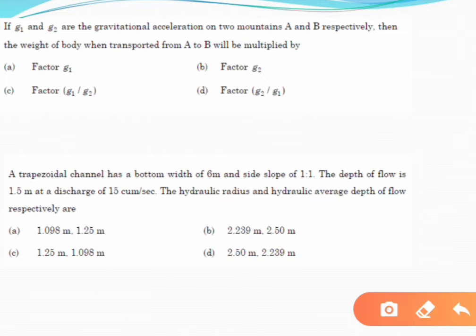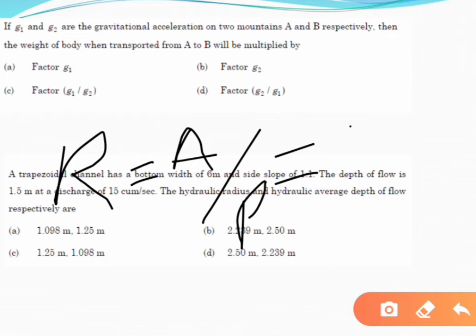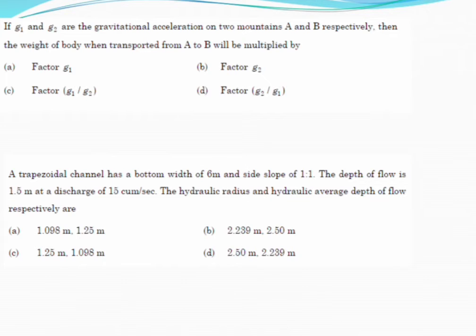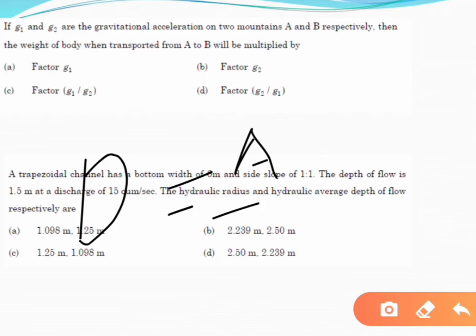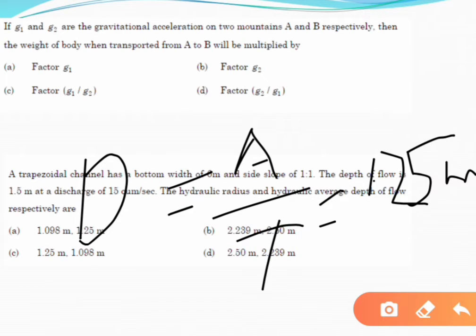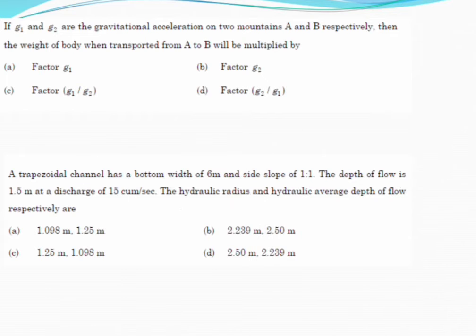So hydraulic radius R will be equal to A by P. By calculation the answer will be 1.098 meter. And what will be the hydraulic depth? D equals A by T, which is 1.25 meter. So option A will be the right answer, which is 1.098 meter and 1.25 meter. Proceeding to the next question.